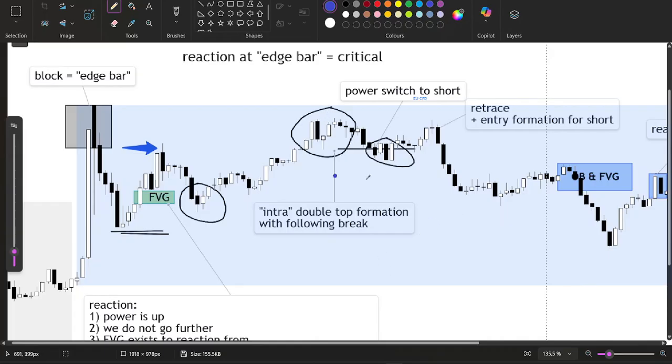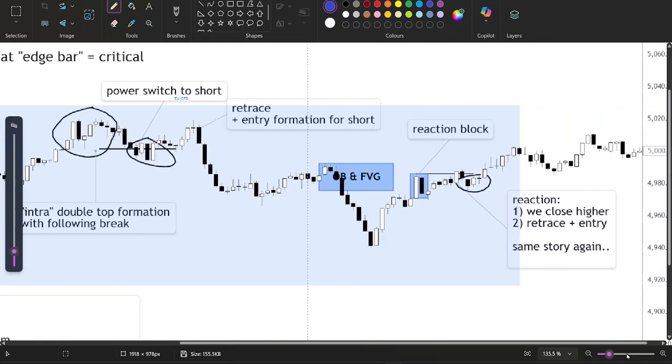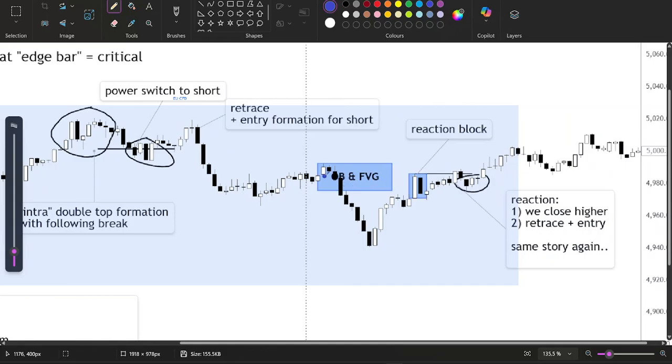So this is all normal for me. This is all normal price behavior. What I'm thinking about is using the edge bar. So let's look at the second example over here. We come again to this level, and yet again price starts to move up, right? We get this kind of thing, you see it, right?